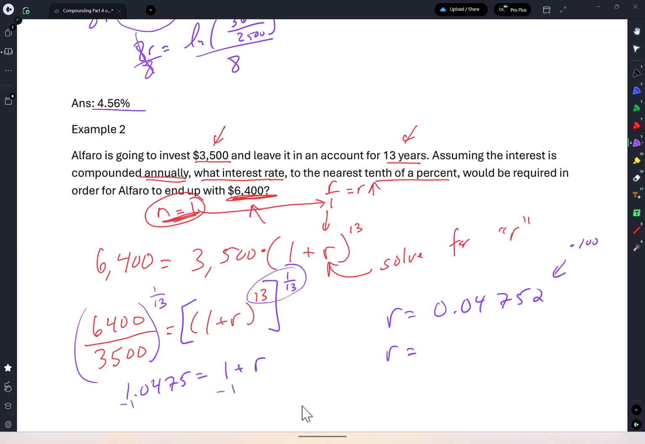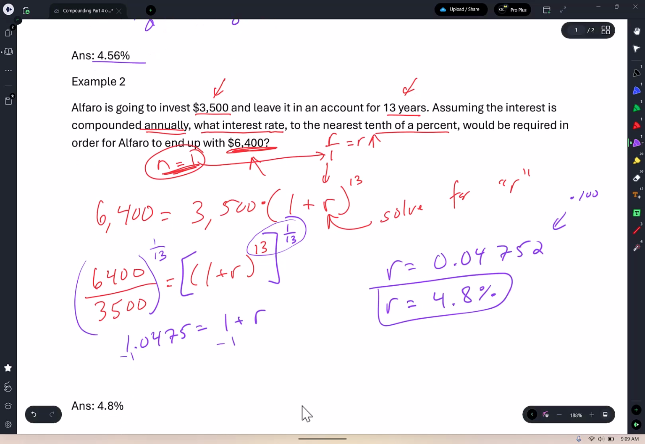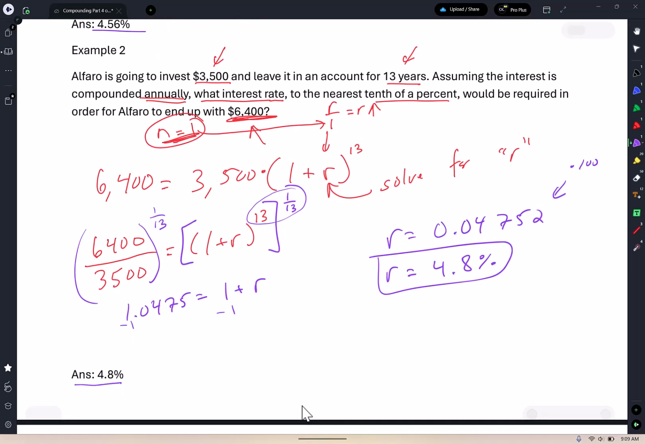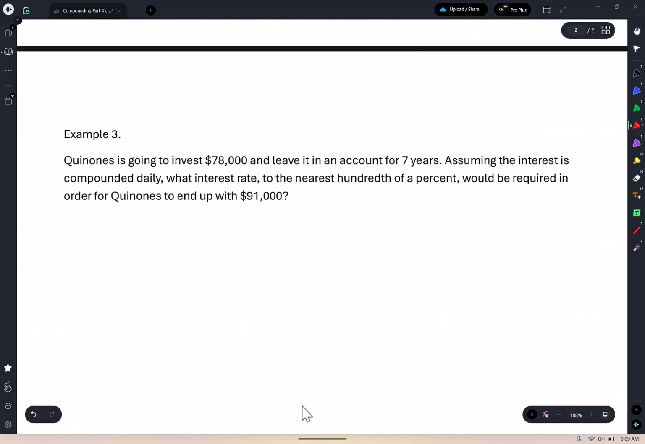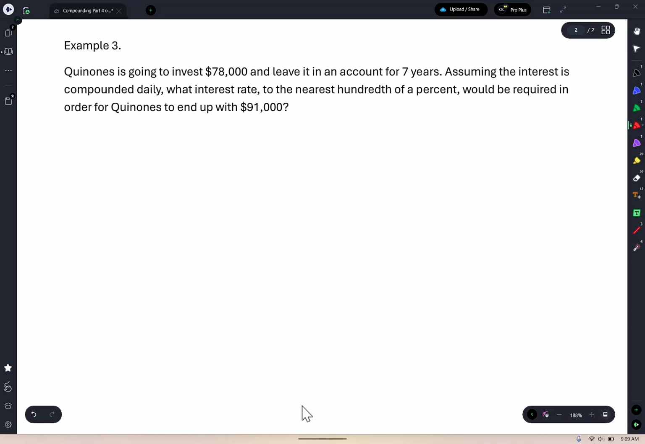So r equals, just moving the decimal 2 times to the right, 4.75. We're going to round it up because that's a 5, so 4.8%. And yep, there it is. Hopefully this is making sense to you guys, and hopefully you're enjoying this. One more, and then we'll set you guys loose.